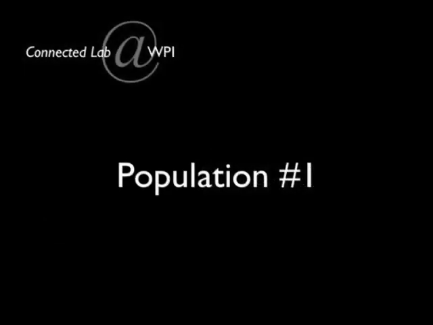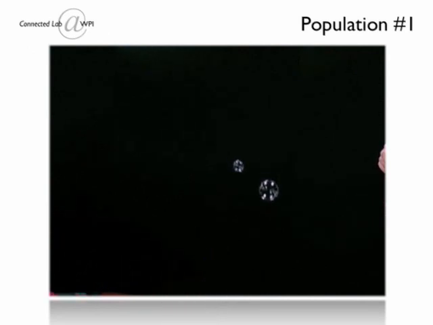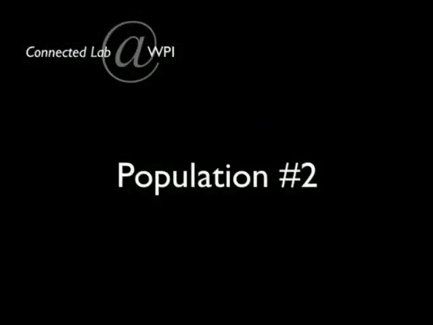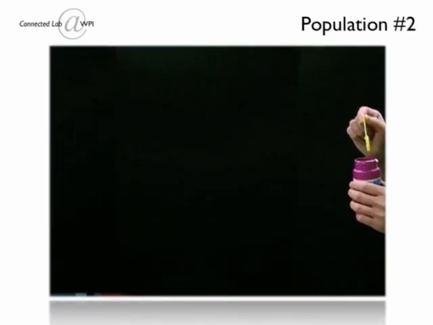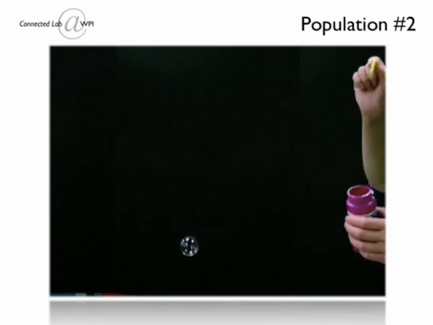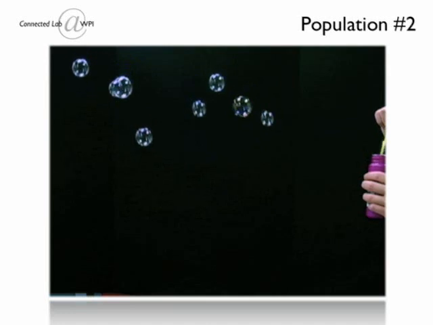Population 1. In this experiment, once the bubble leaves the wand, you can fan, blow, or do anything within reason to keep the bubbles in the air and ensure their survival. Population 2. In this experiment, you can do nothing to aid your bubbles. They must live or die on their own merits and abilities.